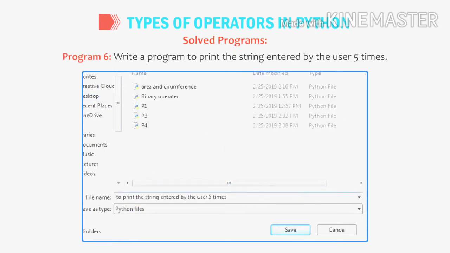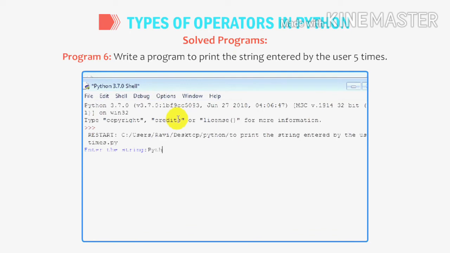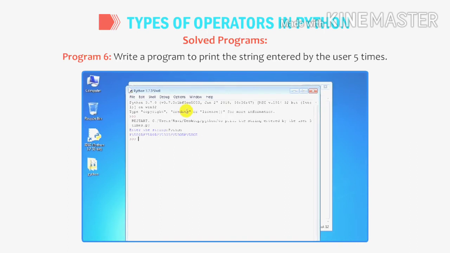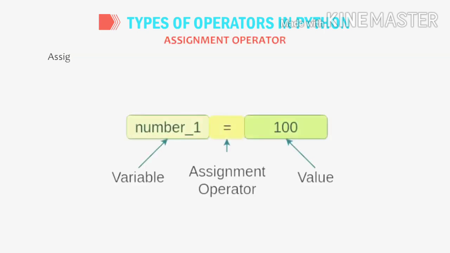Clear? This is the procedure to save the file. Okay. Now I'm going to the run option, run module. Here it's asking for your name. I'm giving Python, but you can write your name also. See what result I will get. It's 5 times Python.